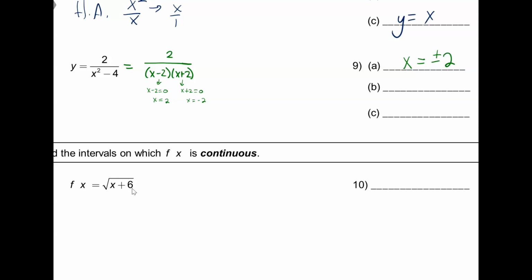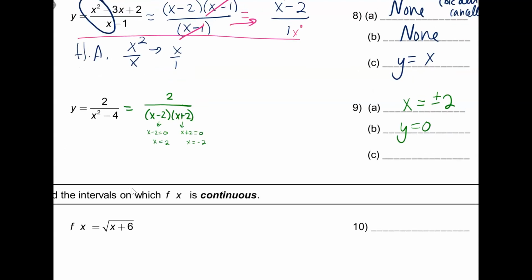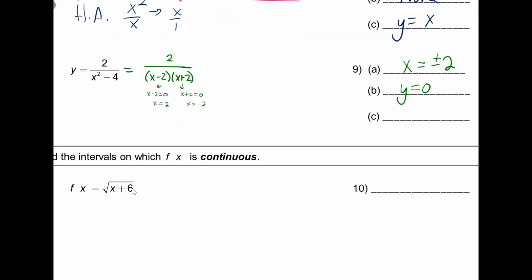Okay, Elliot, what would be my horizontal asymptote? 0. Why? Because there's no term on top of the bigger ones on bottom. Exactly. This is literally x is 0 on top. There's no x on top. So bigger on bottom goes to 0.